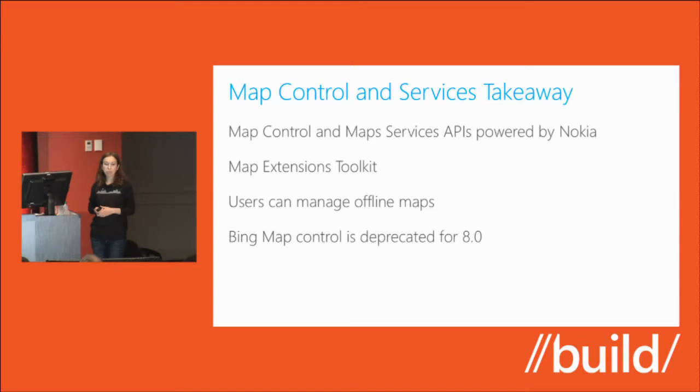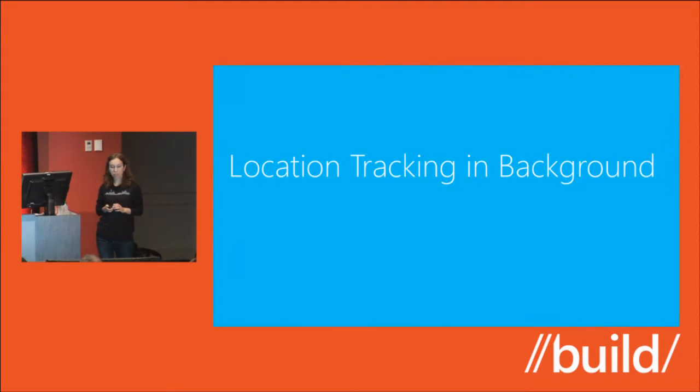So to recap, we have a new map control and map services powered by Nokia. We have a map extensions toolkit for you to go and download. Users can manage map data offline on the phone, and the Bing Map Control is deprecated for 8.0 apps. And with that, let's move on to location tracking in the background.